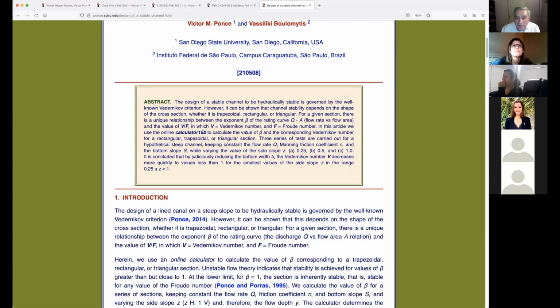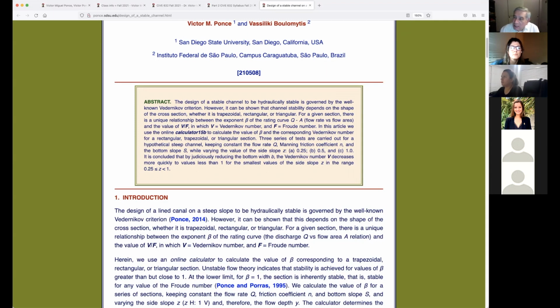That's exactly what we're doing in here. In this article, we use the calculator 15b to calculate the beta and the corresponding Vedernikoff number. And the idea is to try several cross sections that are of trapezoidal shape by varying the width and the slope of the side in order to make the Vedernikoff drop down, and it will. And when the Vedernikoff drops down, the beta drops down.